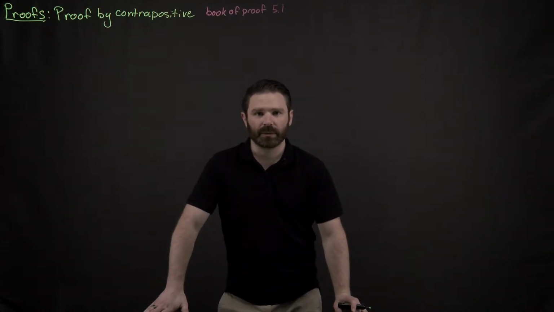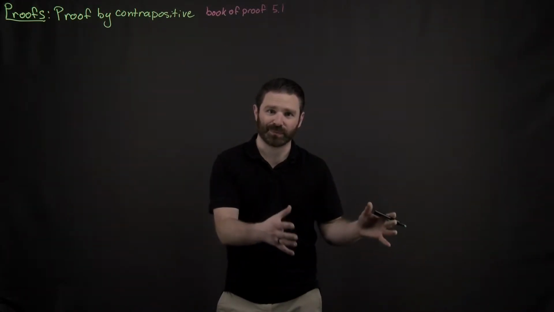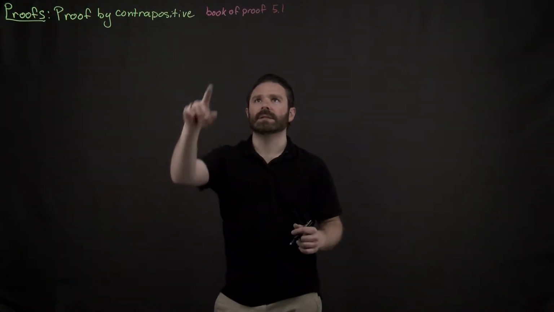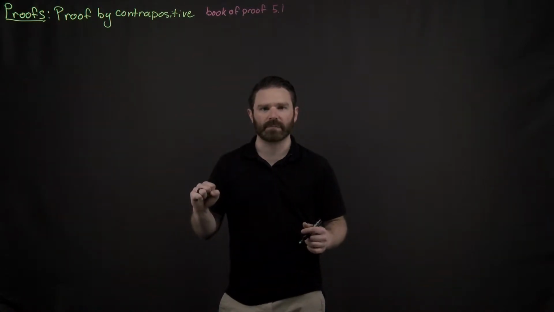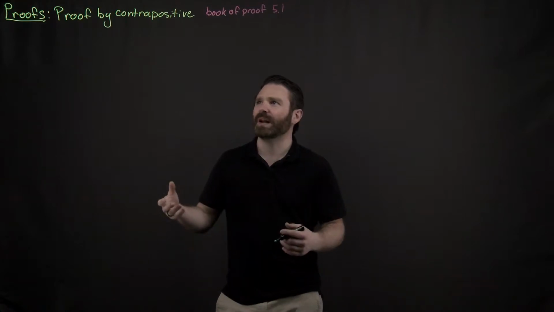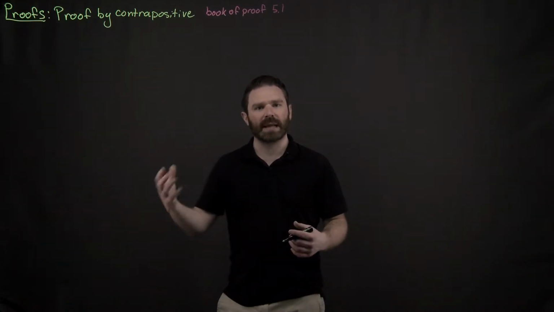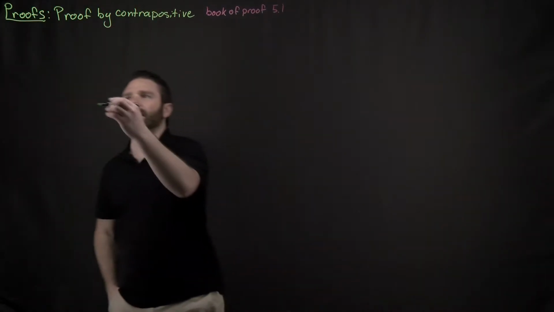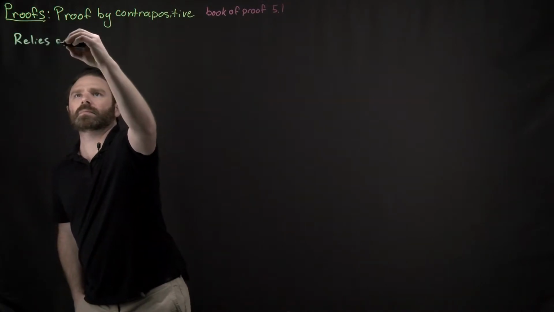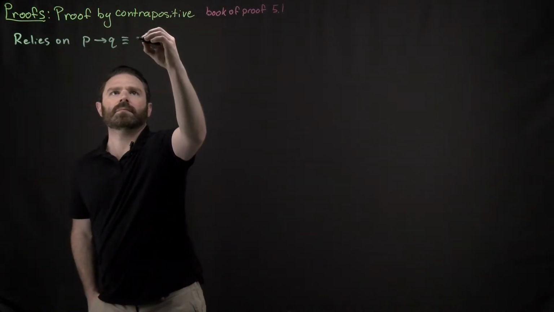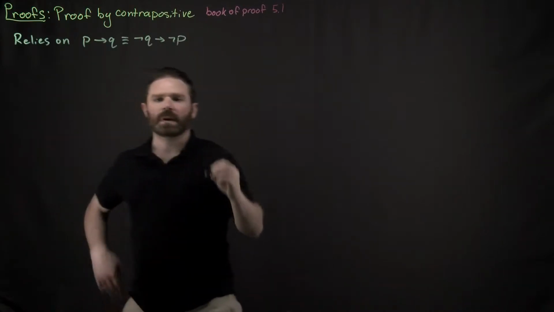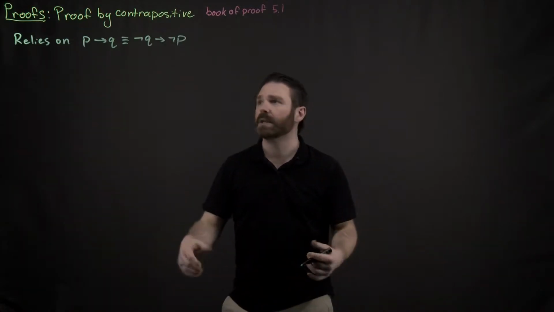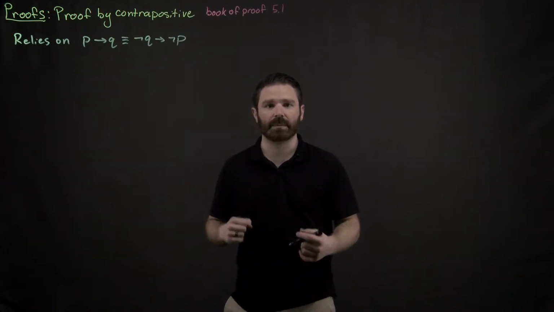So the next proof technique that we're going to talk about, the next tool in your proof toolkit, as it were, is a proof by contrapositive. And this is contained in the Book of Proof, section 5.1. This is one of my favorite proof techniques, because what it relies upon is a fact that we've already seen when discussing logic. We have already seen that P implies Q is logically equivalent to not Q implies not P.